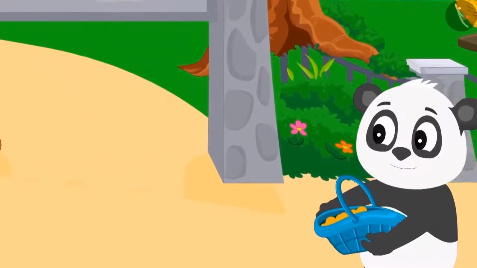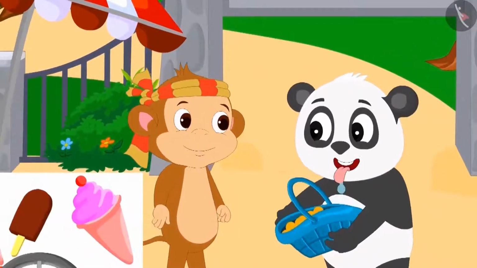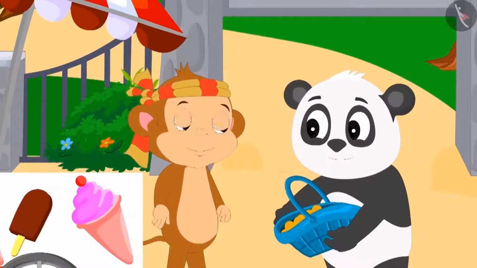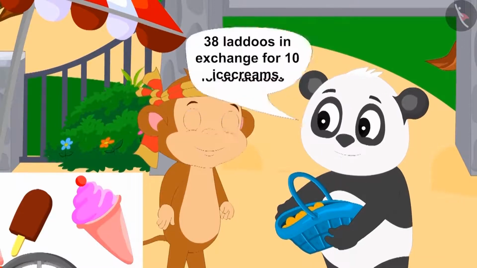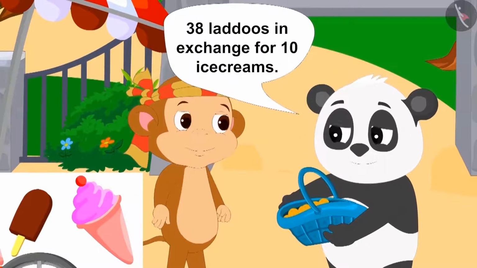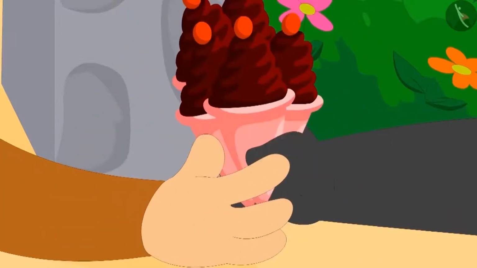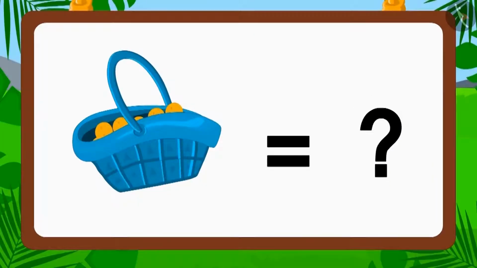After going a little further, Golu saw Babban's ice cream stall. Golu again felt greedy. He told Babban that he had no money for ice cream, but he would give him 38 laddus in exchange for 10 ice creams. Babban agreed immediately, and he gave 10 ice creams to Golu in exchange for 38 laddus. Children, can you tell how many laddus are left in the basket now?